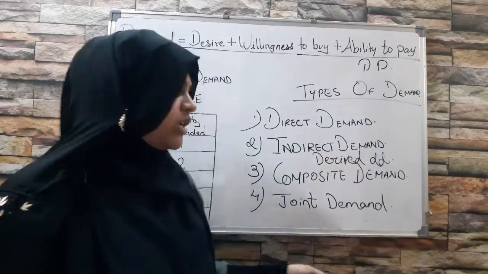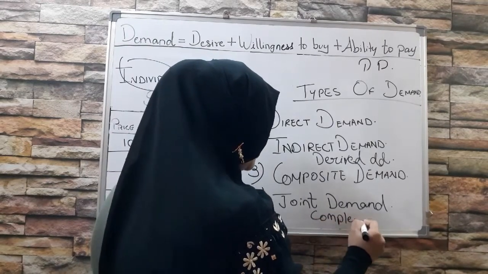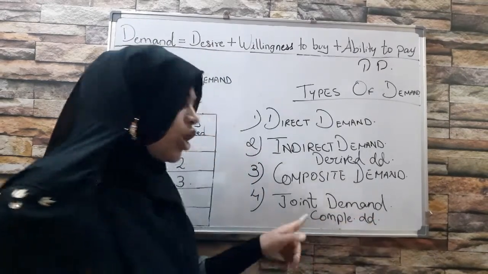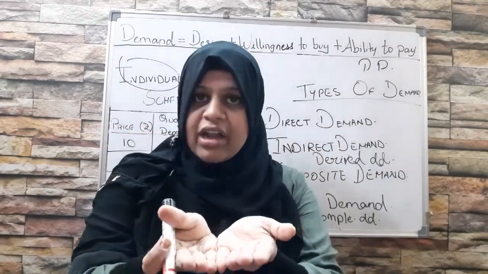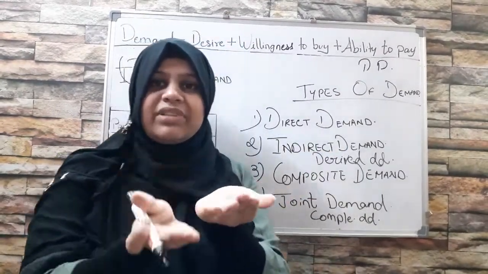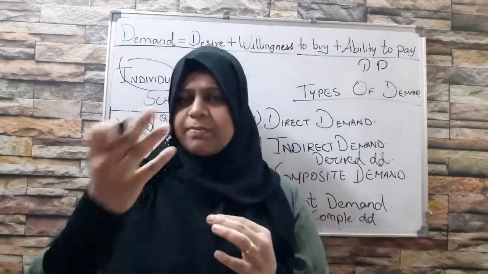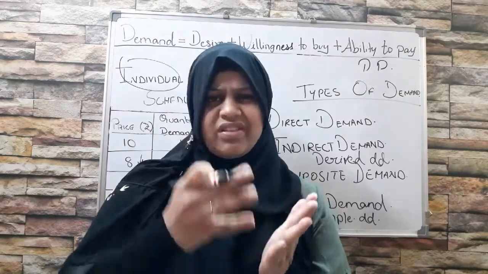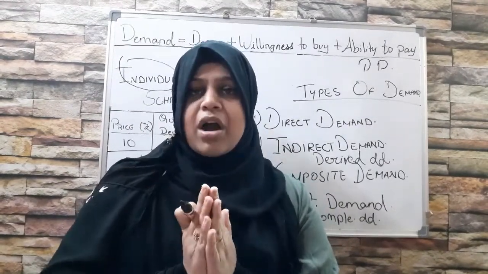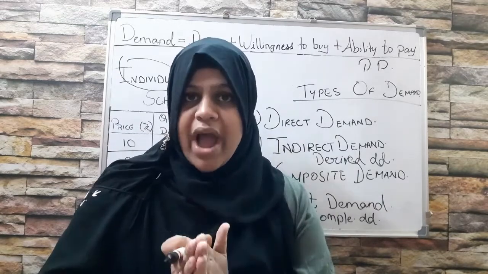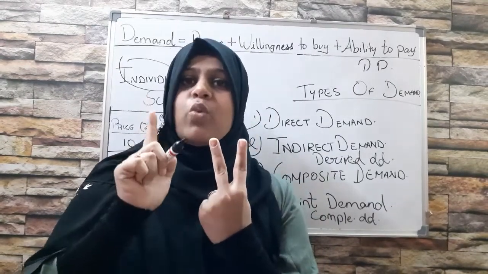Joint demand is also known as complementary demand. Complementary means something that goes hand in hand, something that will support another thing. Joint demand, to explain in very simple words with very simple examples, is that demand wherein you require two particular commodities to fulfill one demand.